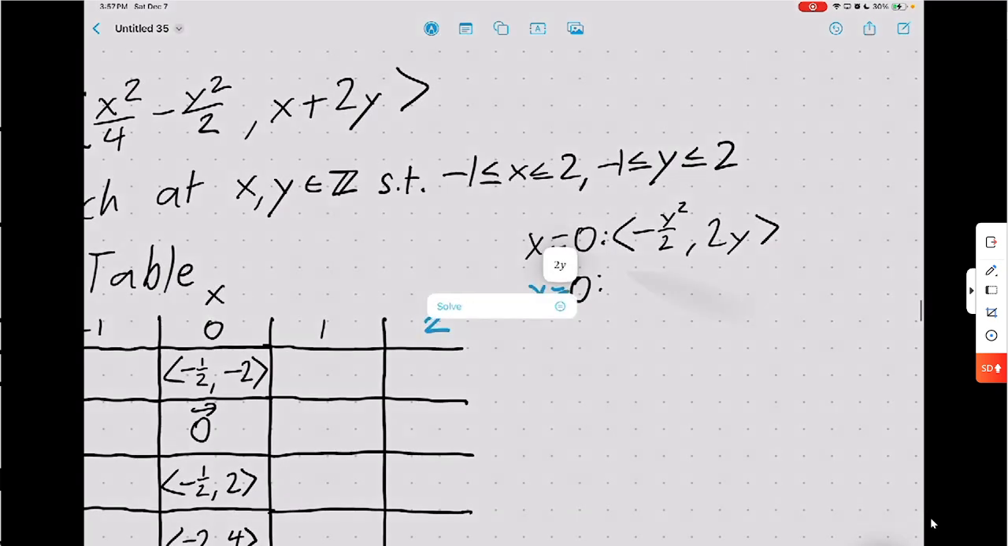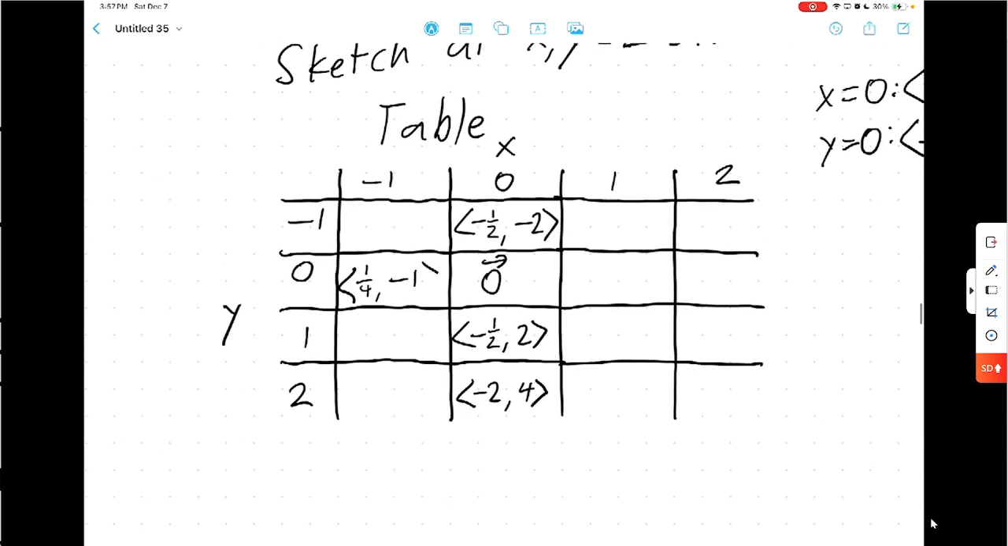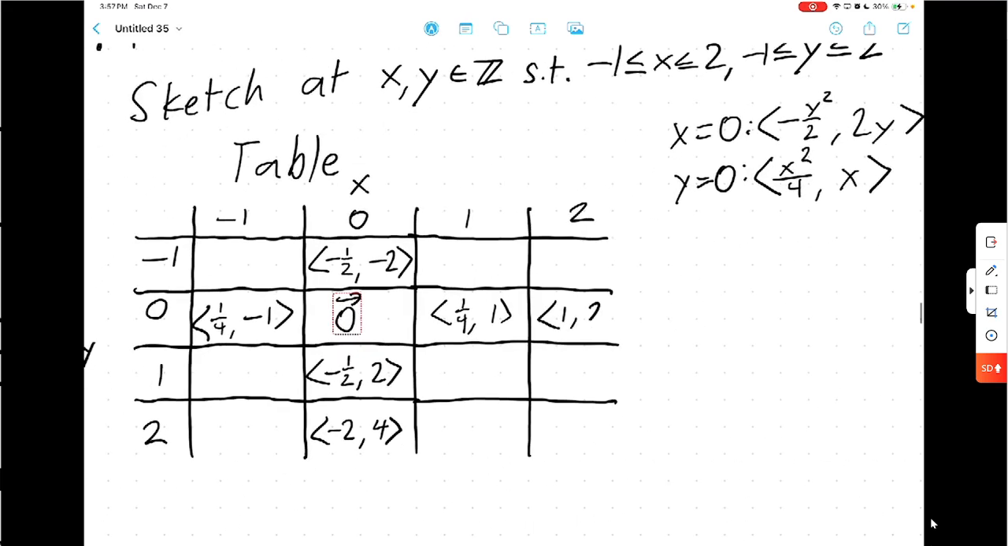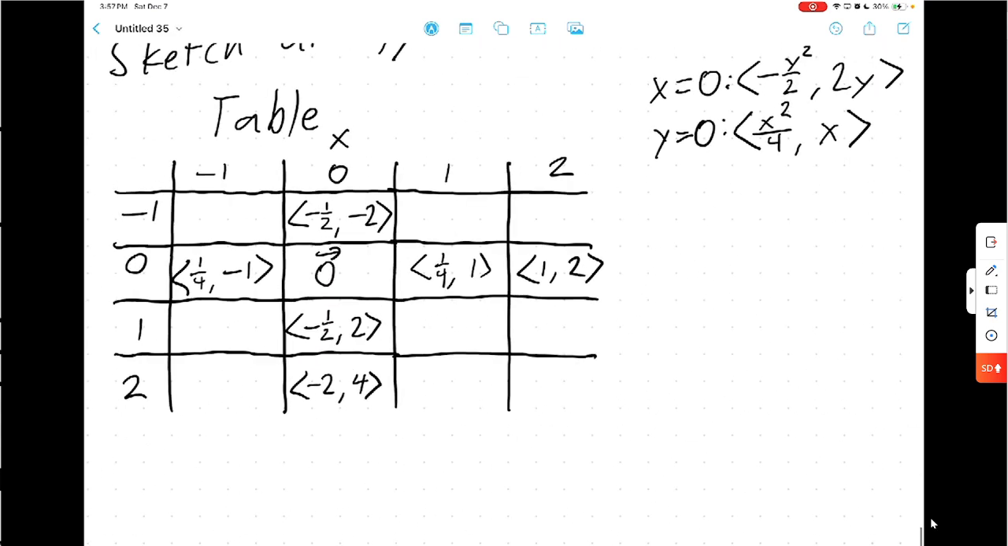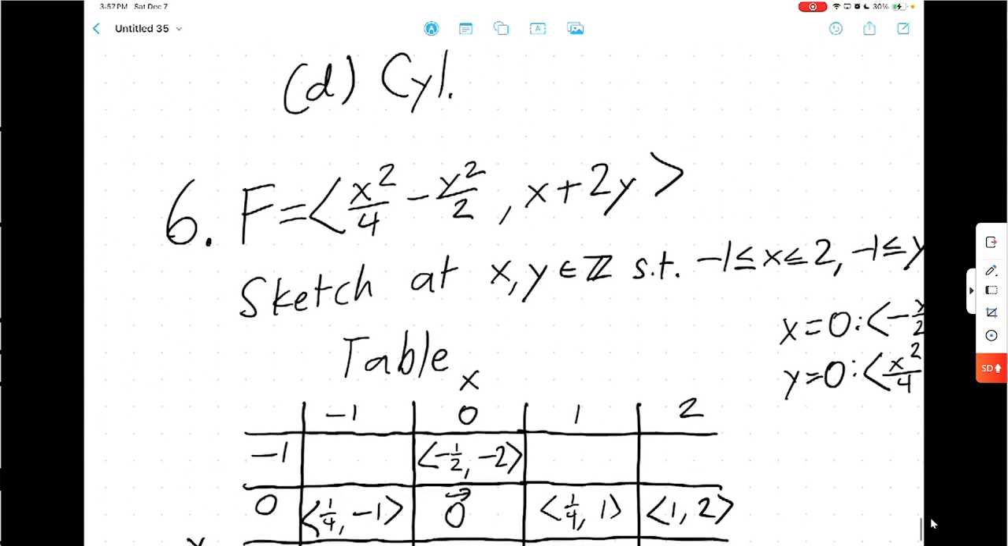At y is equal to 0, we're going to get x squared over 4, comma x. So for this one, we're going to get 1/4, comma -1, 1/4, comma 1 again, and 1, comma 2. And that's all the easy ones taken care of. And the rest is just plug and chug.